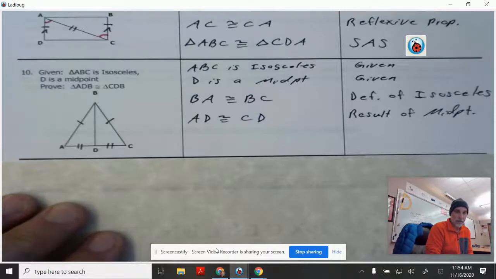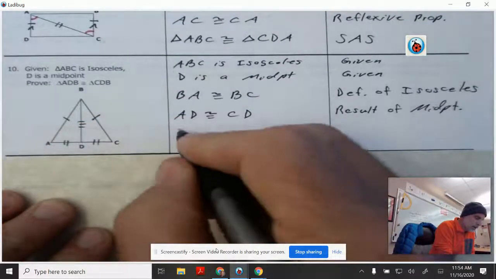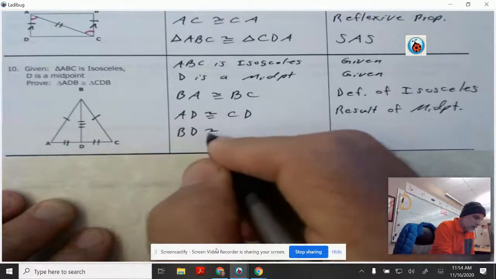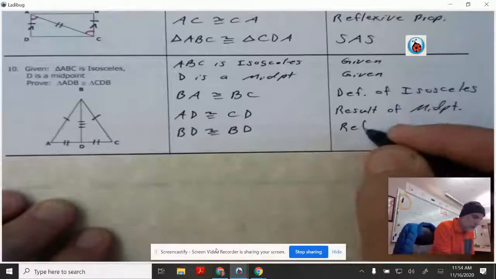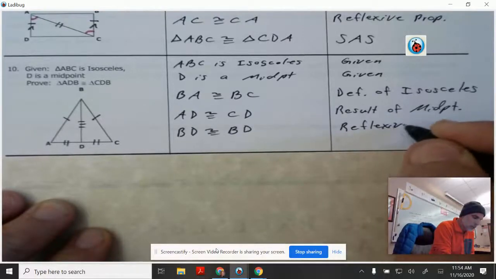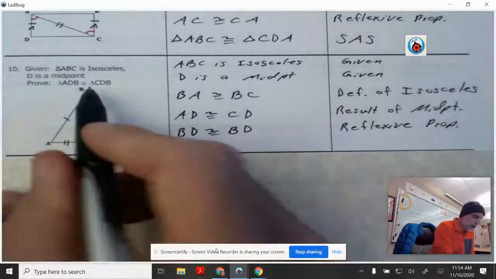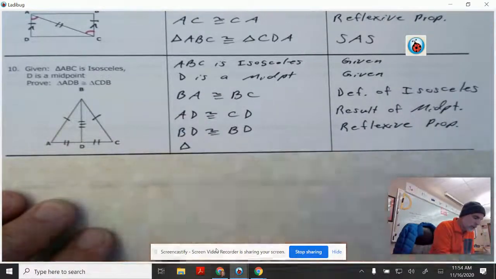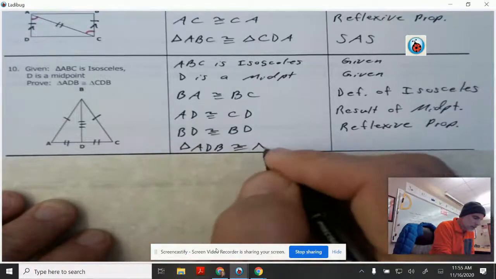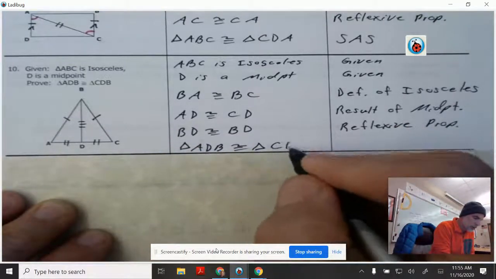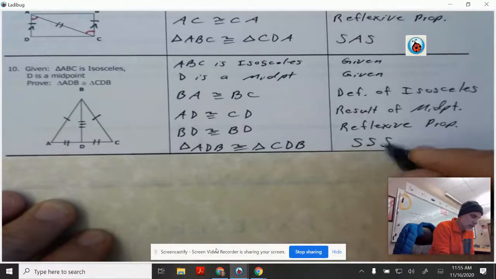And then the other item that I do know on here is that I always see that I have this shared piece right here. BD is congruent to itself, reflexive. And then my proof statement, I'm ready for it. Triangle ADB is congruent to triangle CDB because of side, side, side.